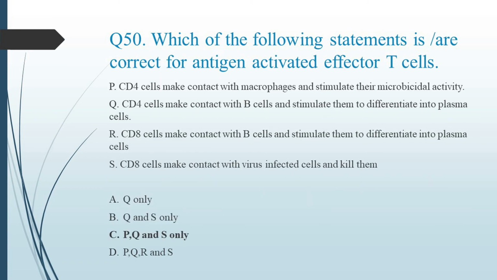Question number 50 says, which of the following statements are correct for antigen-activated effector T cells? So P is, CD4 cells make contact with macrophages and stimulate their microbicidal activity. Q is, CD4 cells make contact with B cells and stimulate them to differentiate into plasma cells. And S is, CD8 cells make contact with virus-infected cells and kill them. So option C, P, Q and S, are the correct statements.